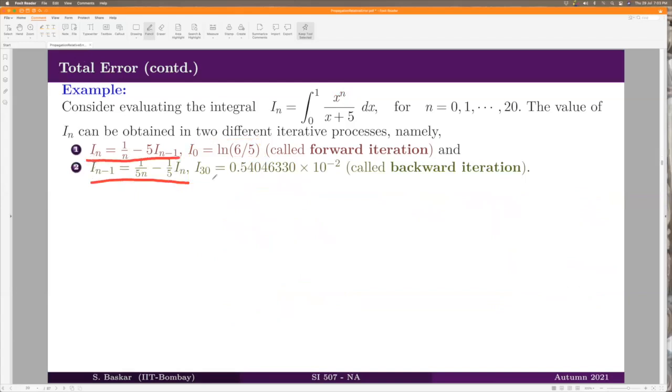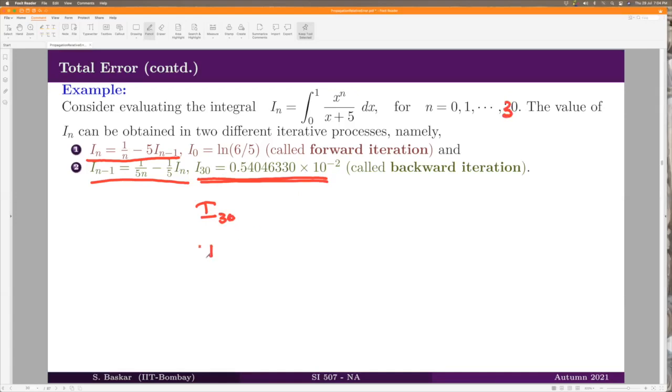Now you see, you give me any value somehow, don't ask me how we get this value. Somehow, suppose you got this value, then you can go backward. I30 is given to me. Maybe I am interested in finding I30 here. I30 is somehow given to me.